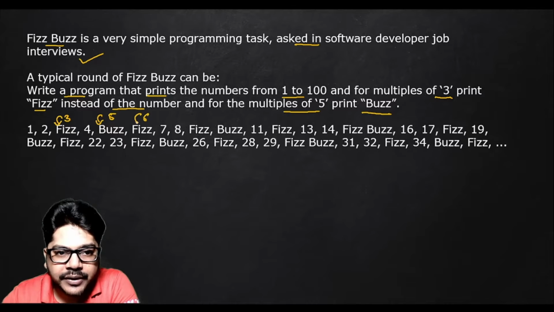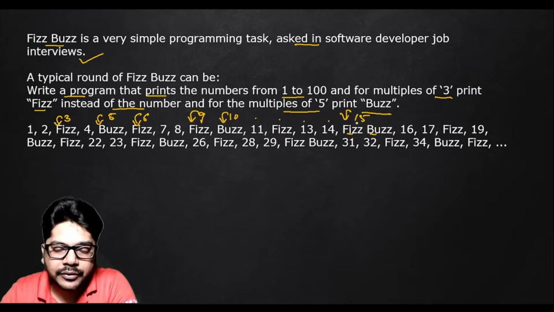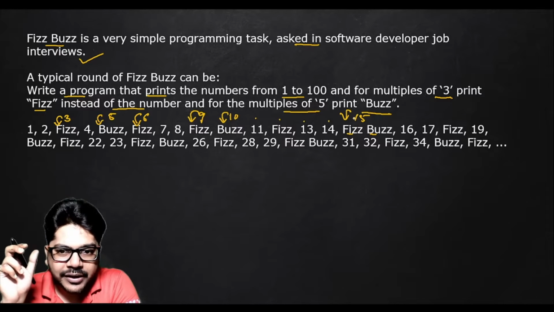Then 6, instead of 6 we are having Fizz. 7, 8, 9, it is again a multiple of 3, so Fizz is there. Then 10, it is a multiple of 5, so Buzz is there. Then 11, 12, 13, 14 and then 15, and in case of 15 we are having Fizz Buzz here. So Fizz is also there and Buzz is also there. So the question is very easy.